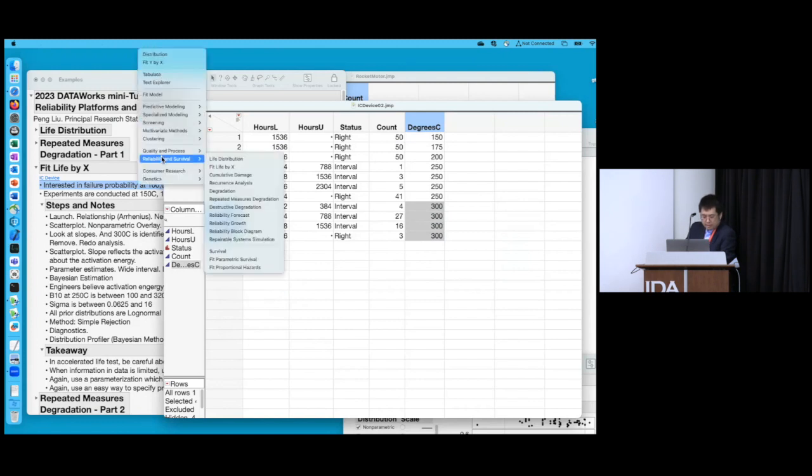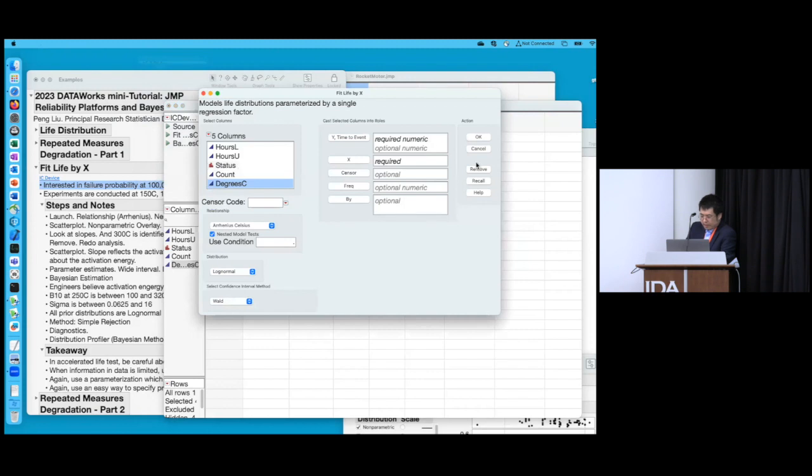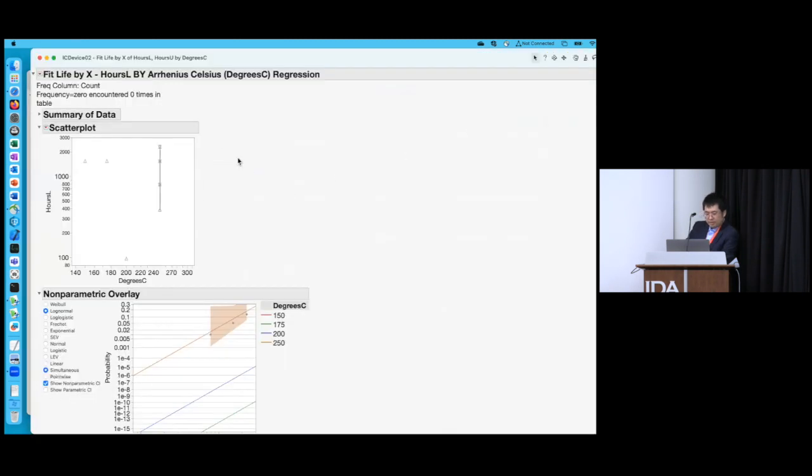Let me relaunch it and click this button, Recall. So I don't have to do anything, just a simple recall. Okay, now you see that at 200 degrees and 250 degrees, it has failures. What's wrong with that?